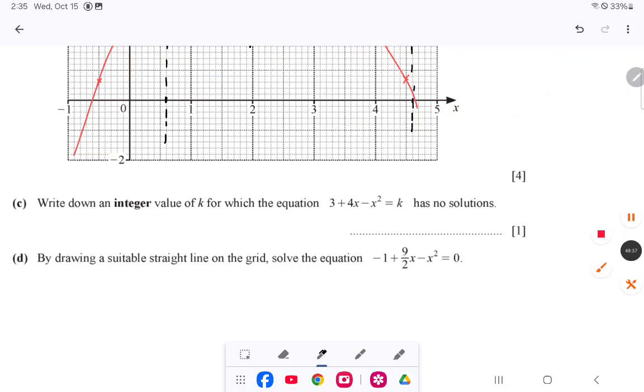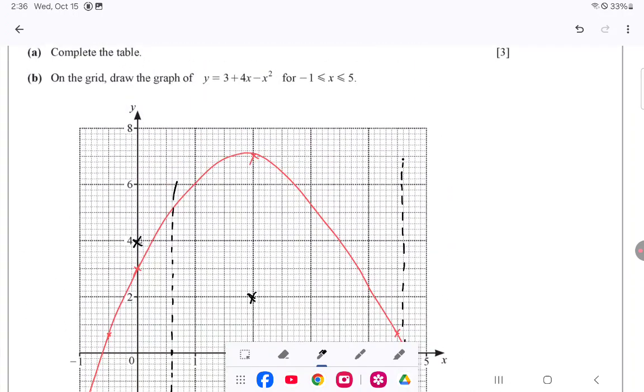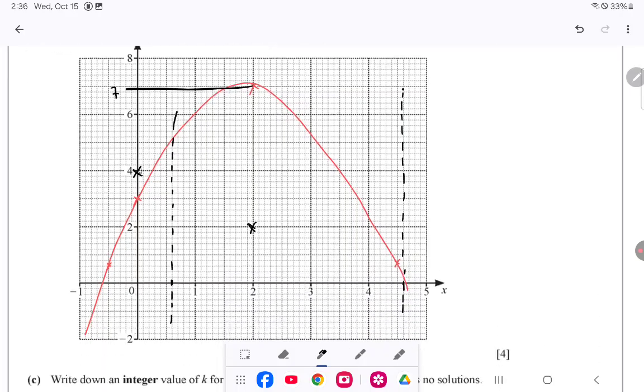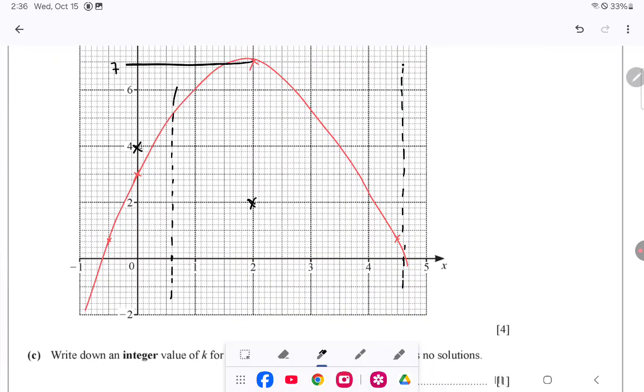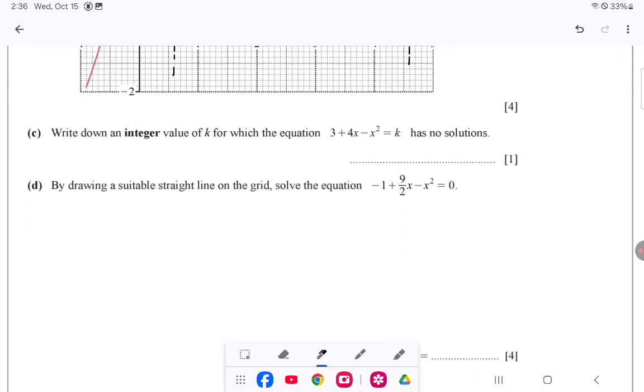Write down an integer value of k for which the equation has no solutions. So look for the highest value of y, which is this 7. So any value greater than 7 has no solution on this equation. So we can say that k should be greater than or equal to 8 in order to have no solution.